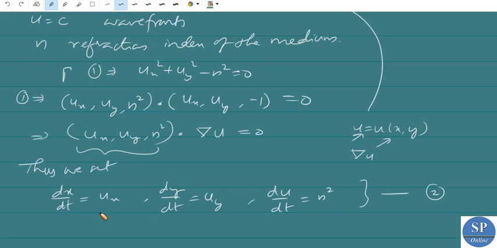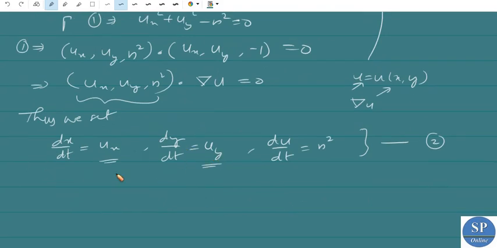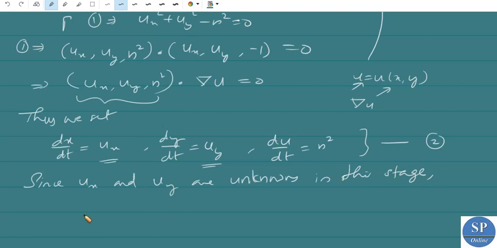Here ux and uy are unknowns at this stage because we don't know what u is. So we are going to eliminate ux and uy. Since ux and uy are unknowns at this stage, we differentiate this equation again.